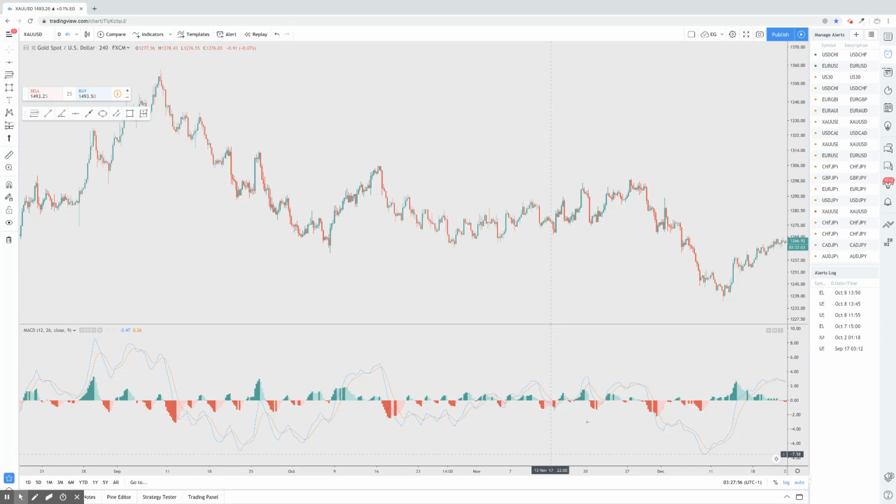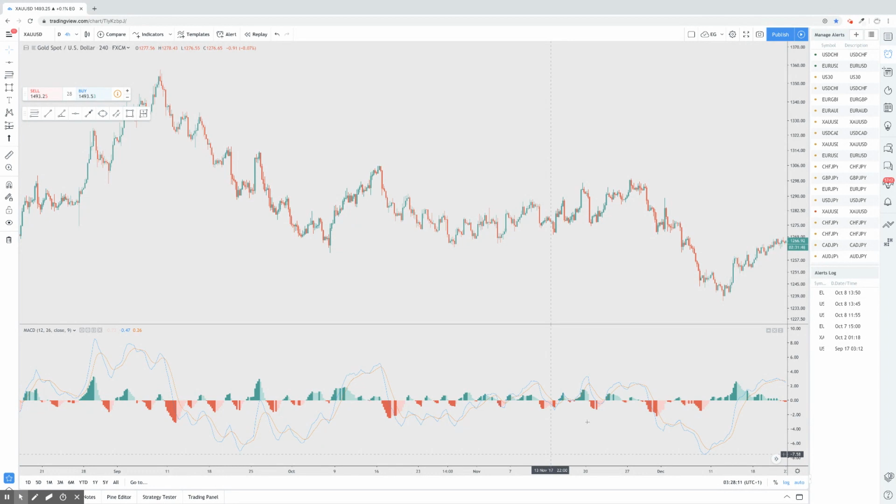Today we are looking at the MACD. I might have covered a video on this before. This isn't really going to be breaking down what the MACD is. It's just a specific strategy you can use with the MACD.